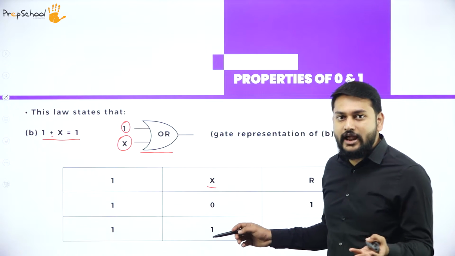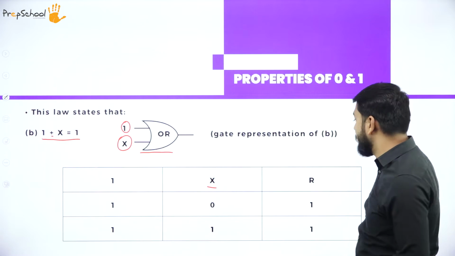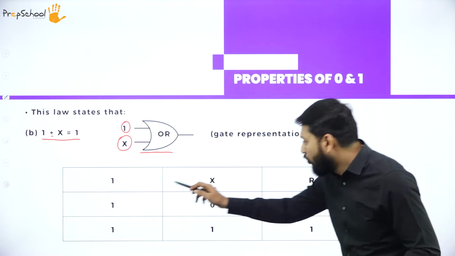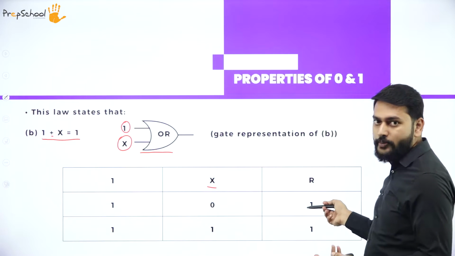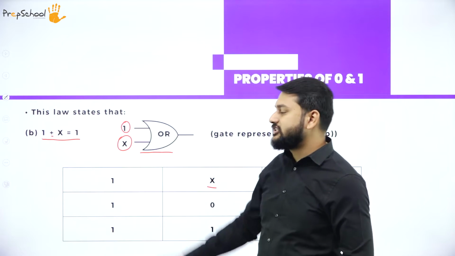For that, obviously I have to use 0 and 1. So what is the operation that I have to perform? I have to perform addition. So 1 plus 0, it is 1 obviously. 1 plus 1, it is 1. So that's the truth table for this law.